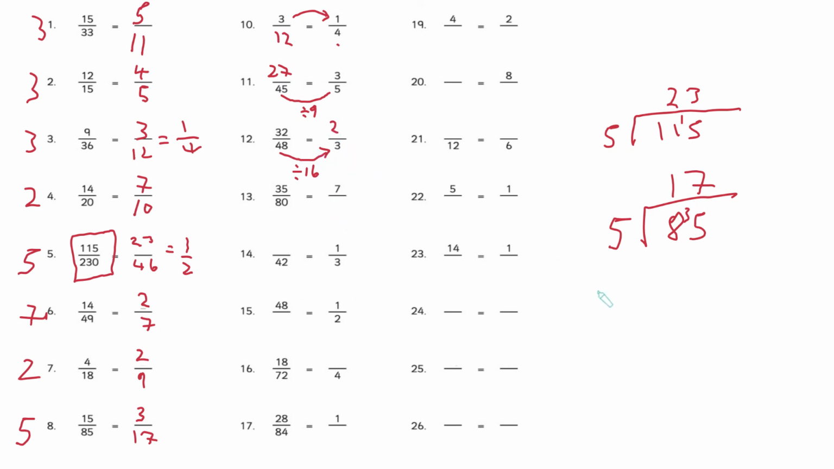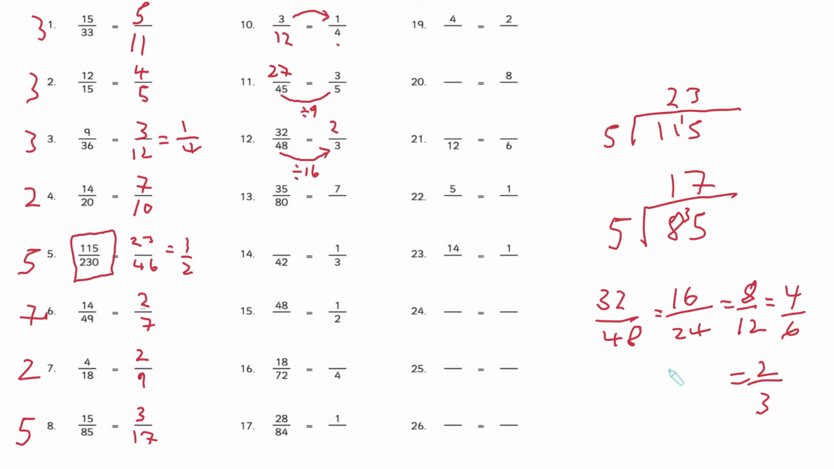I think what would be more helpful is if you were simplifying 32 over 48, that you were just good at halving numbers. Halve the top number, halve the bottom number. Halve the top number, halve the bottom number, halve the top number, halve the bottom number, and you do it one more time, and that's 2/3. So that would be a good way of simplifying that fraction without having to use large numbers.